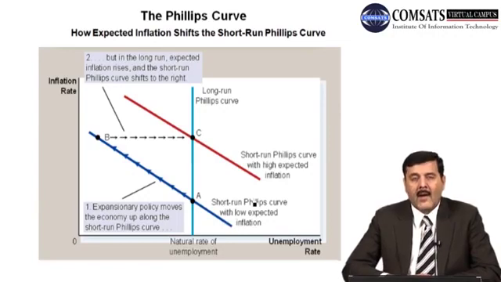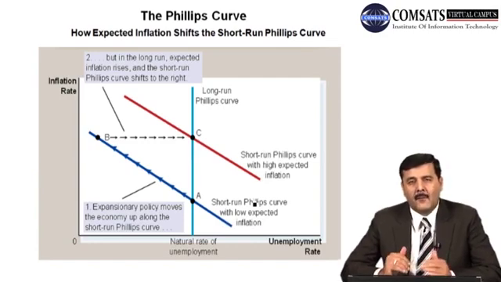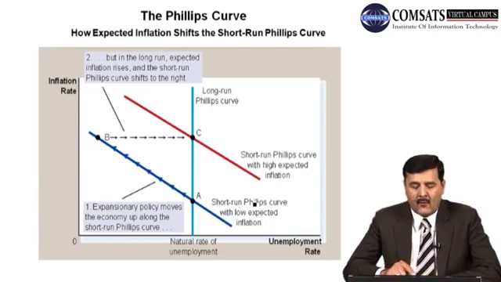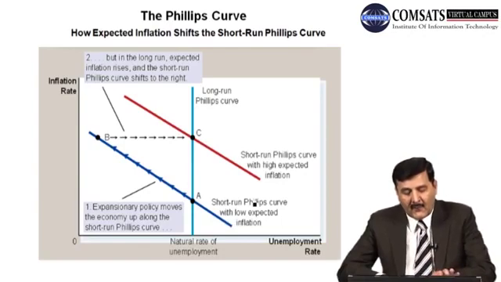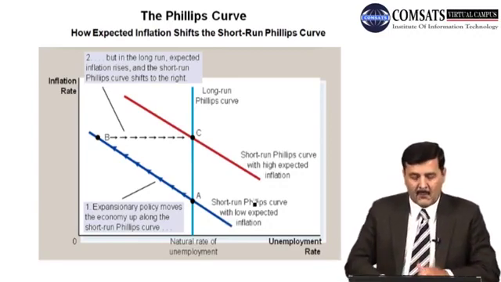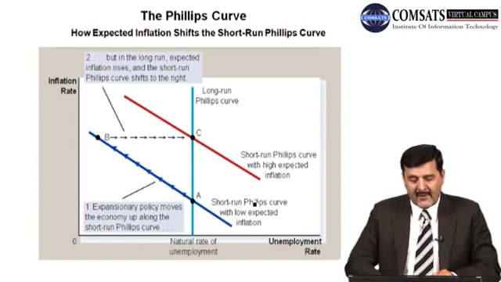Now suppose the government adopts an expansionary policy and moves the economy up along the short-run Phillips curve. What will happen? When the government adopts expansionary monetary policy, the economy moves along this blue short-run line from point A to point B on the short-run Phillips curve. So what is happening at point B? The economy reaches a high inflation rate, as compared to point A, and a low unemployment rate.